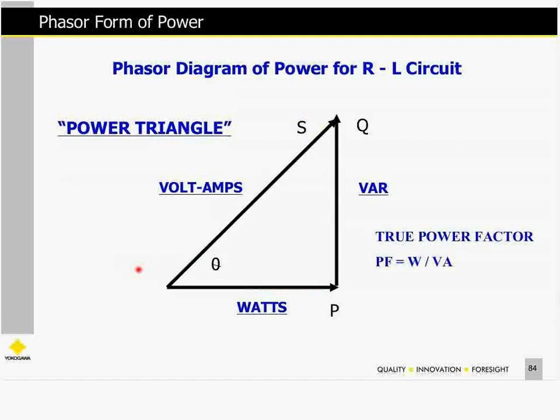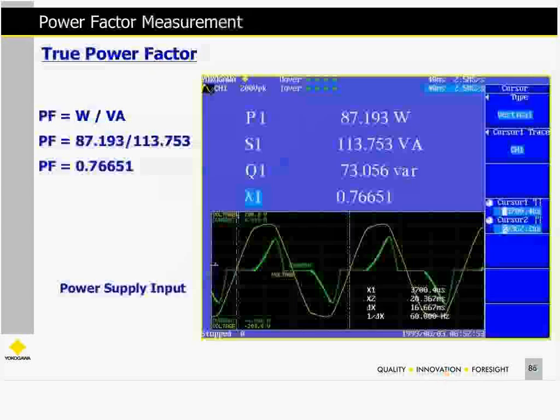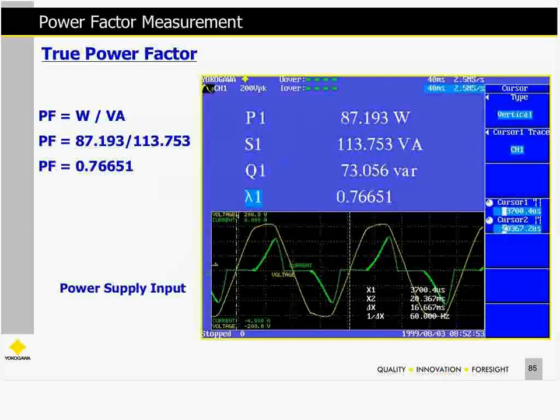Going back to our power triangle, we have watts on the base. By convention, inductive load, VAR is drawn upwards, and then the volt amps. And then we calculate this power factor from our trig calculation of watts divided by VA as the angle between here. So true power factor measurement in this example on our power supply, watts divided by VA, I got 0.76651 as our power factor. We measured our watts, we measured the VA, and we calculated the power factor.